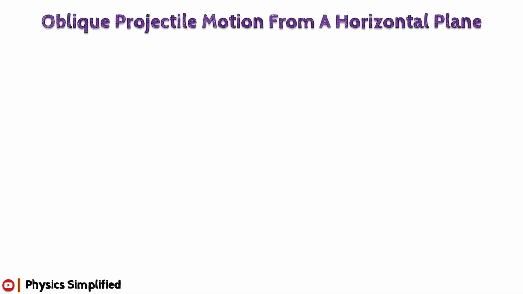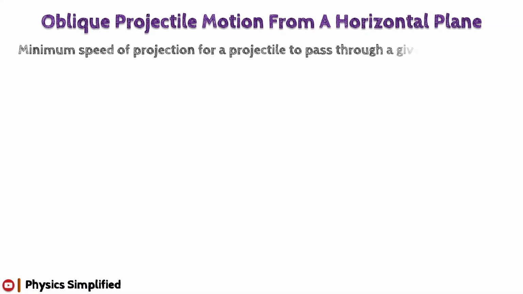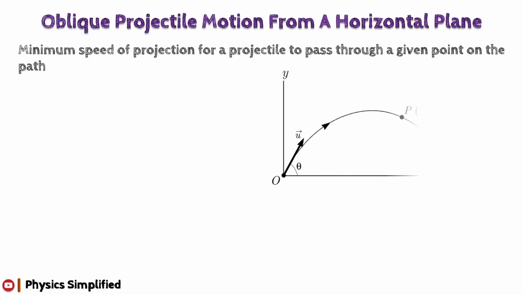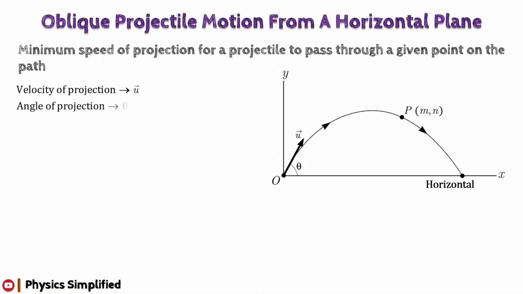For the oblique projectile motion from a horizontal plane, here we will find the minimum speed with which a projectile must be projected from the origin, so that it is able to pass through a given point on its path. According to the figure, a projectile is projected from point O, with velocity u, at an angle theta with the horizontal. The coordinates of the given point P, through which the projectile passes are m and n respectively.